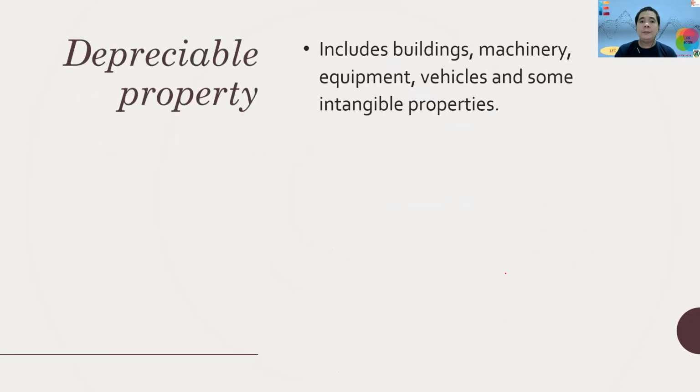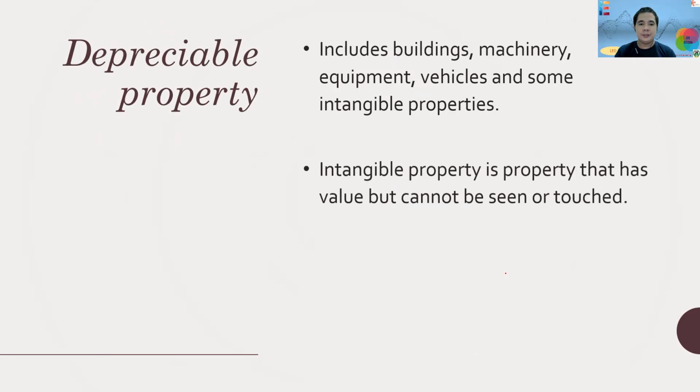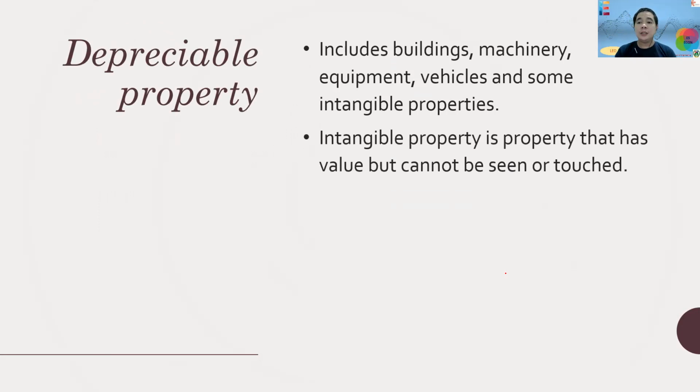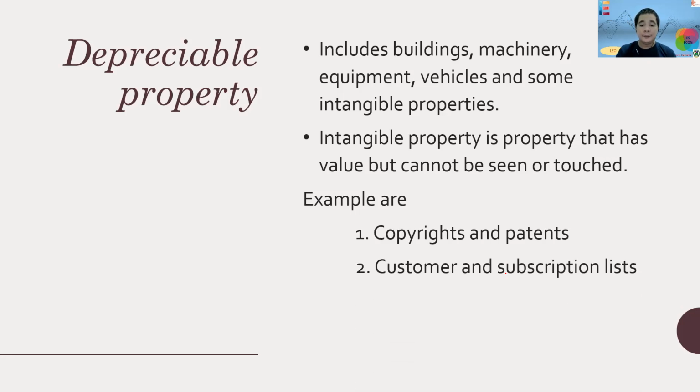A depreciable property includes buildings, machinery, equipment, vehicles, and some intangible properties. What is an intangible property? An example is something that has a value but cannot be seen or touched. Examples are copyrights and patents, customers and subscription lists, designs and patterns, and number 4 are franchises.